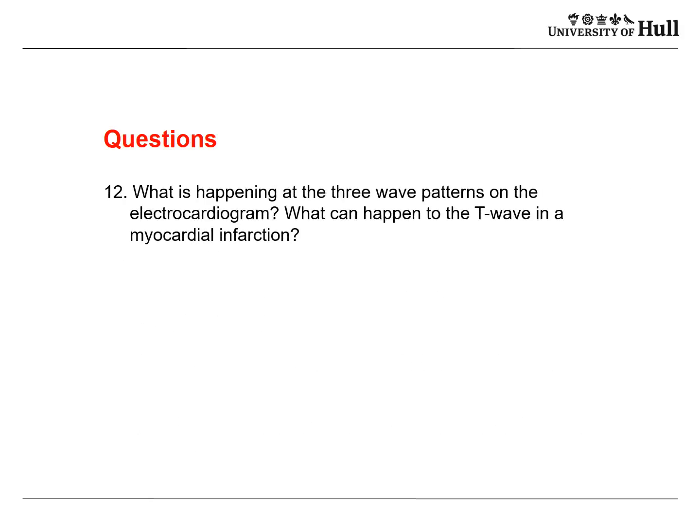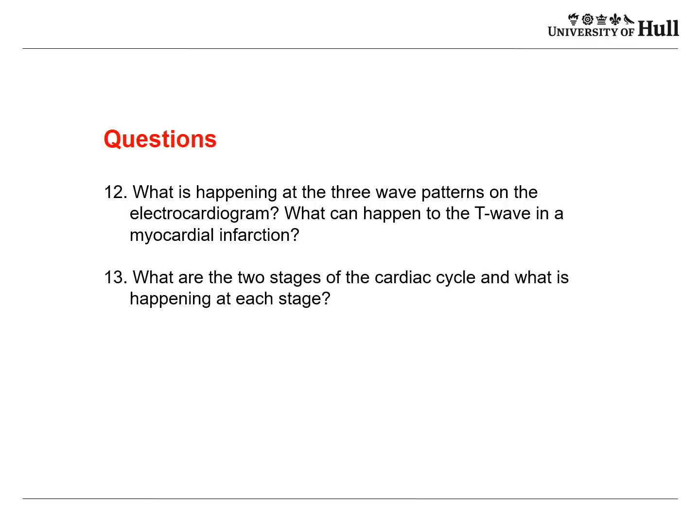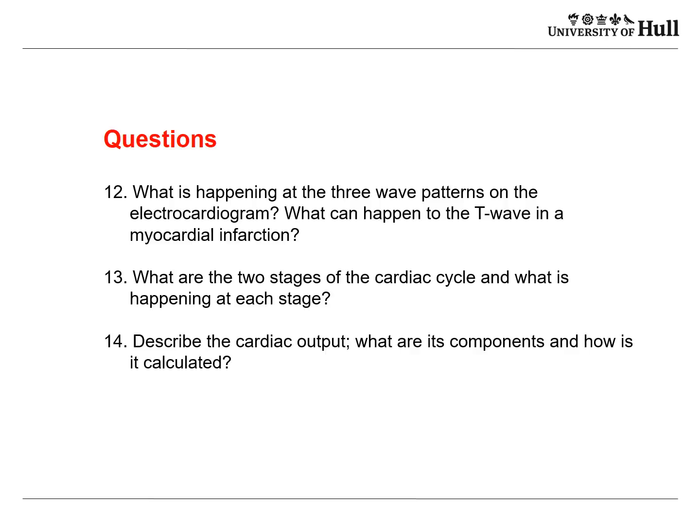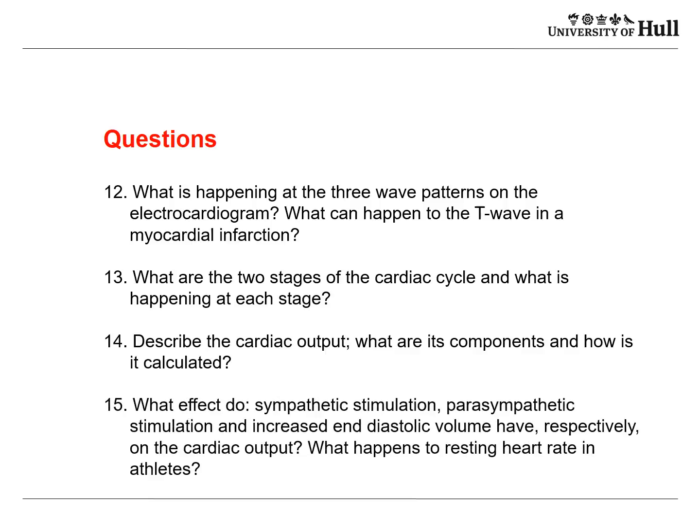12. What is happening at the 3 wave patterns on the electrocardiogram, and what can happen to the T wave in a myocardial infarction? 13. What are the 2 stages of the cardiac cycle and what is happening at each stage? 14. Describe the cardiac output. What are its components and how is it calculated? 15. What effect do sympathetic stimulation, parasympathetic stimulation and increased end diastolic volume have, respectively, on the cardiac output? What happens to resting heart rate in athletes?